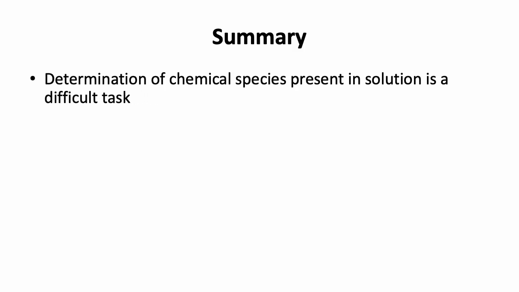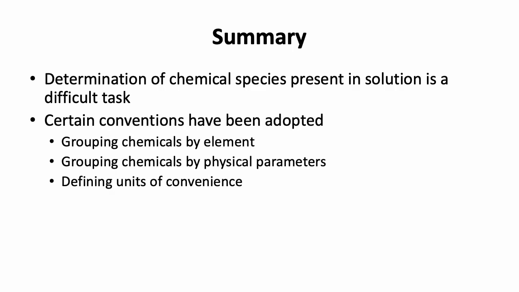So in summary, we want to determine chemical species present in solution. This can sometimes be a difficult task, so we may use some empirical measures or other conventions by grouping compounds together by element or physical parameters, like estimating things by their average weight of calcium carbonate rather than determining the actual weight of each individual ion, estimating ionic strength from dissolved solids rather than actually measuring each individual ion. And sometimes these units are just by convenience or by history, as is the case with the calcium carbonate.